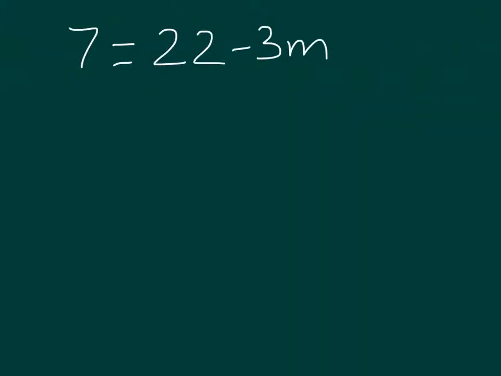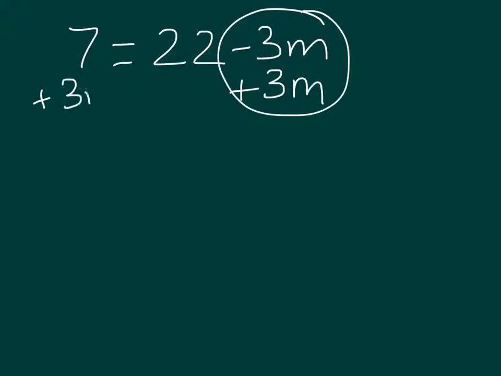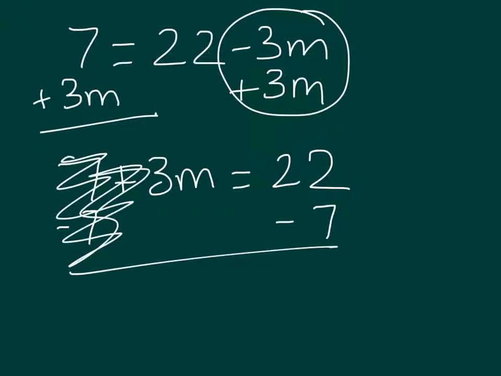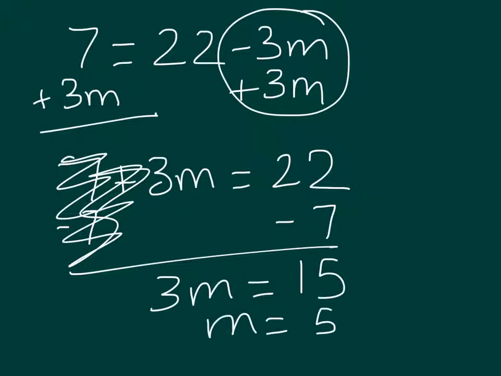you're going to get rid of the things on each side. And I'll show you what I mean. I don't know how to deal with this negative number, so I'm going to add 3m to this side, which means I need to add 3m to this side. So now I have 7 plus 3m equals 22. I need to get rid of that 7 from both sides. So this gets rid of this. And now I have 3m equals 15 and m equals 5. So that's just a different way of looking at it.